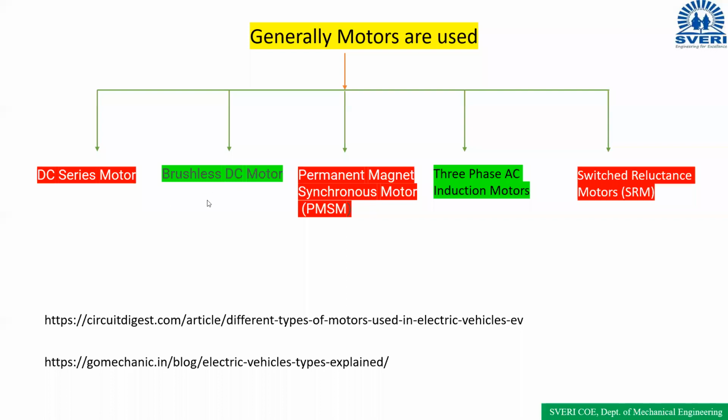Generally, which motors do we use? We are using DC series motors, brushless DC motors, permanent magnet synchronous motors, three-phase AC induction motors, switched reluctance motors, and so on. Mostly these motors are used in electric vehicles. Clear? In the case of an electrical bike, we mostly prefer the brushless DC motor.